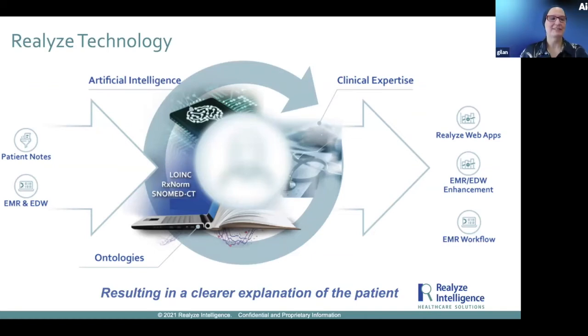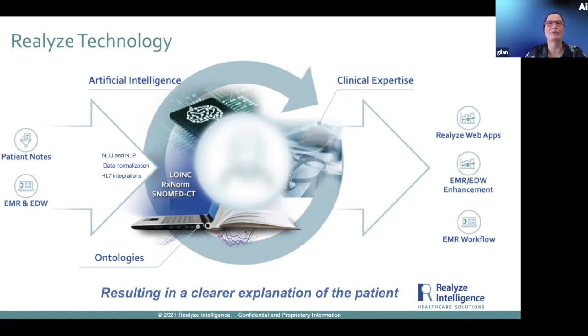So thank you, Aaron. This is a very simple high-level description of our platform. As Aaron said, we accept both structured and unstructured data coming from EMRs, EDWs. All patient notes pass through a process of HL7 integration. Through our pre-processing pipeline, we do data normalization of these patient notes. We use basic natural language processing to map these concepts into LOINC, RxNorm, and SNOMED.